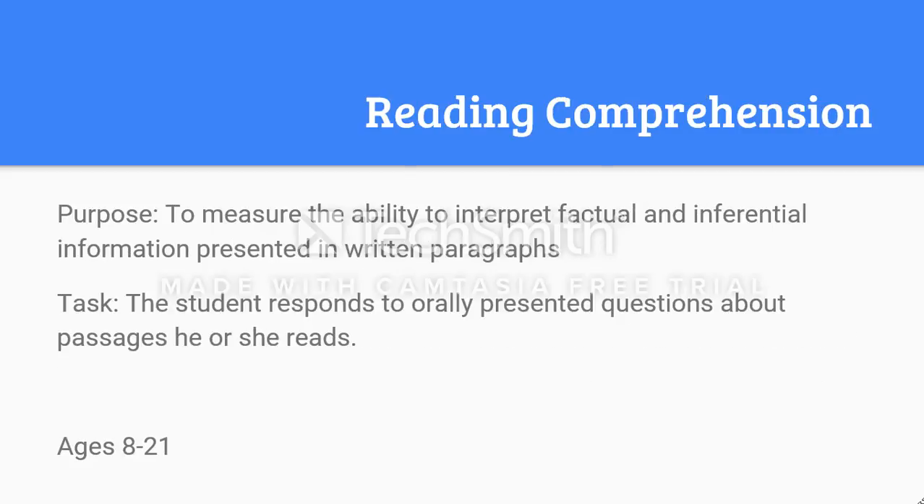The next subtest is reading comprehension, and this subtest measures the child's or the individual's reading comprehension skills or ability to interpret factual and inferential information from written paragraphs, and it's done through having the student respond to orally presented questions about what he or she has just read. And this is appropriate for ages 8 to 21.